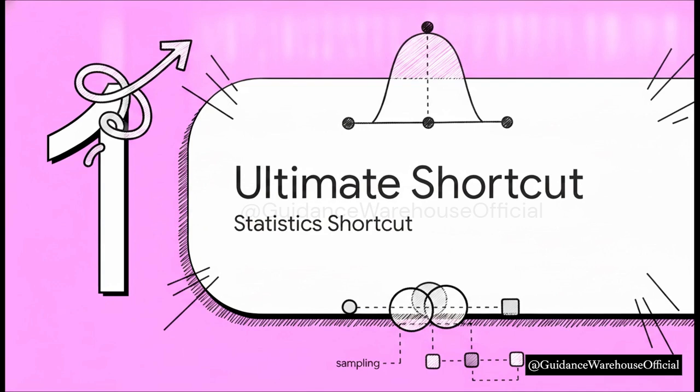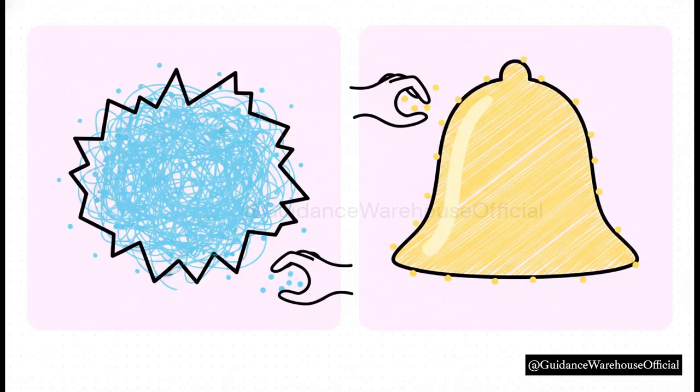Section 1, the ultimate statistics shortcut. Okay, take a look at the contrast here. On the left, we've got our original population data. It's messy. It's totally unpredictable. It might be heavily skewed or just look like absolute chaos. But over on the right, we have something beautiful. The smooth, predictable, perfectly symmetric normal bell curve. This is the distribution of our sample means, and it brilliantly shows off our core concept.